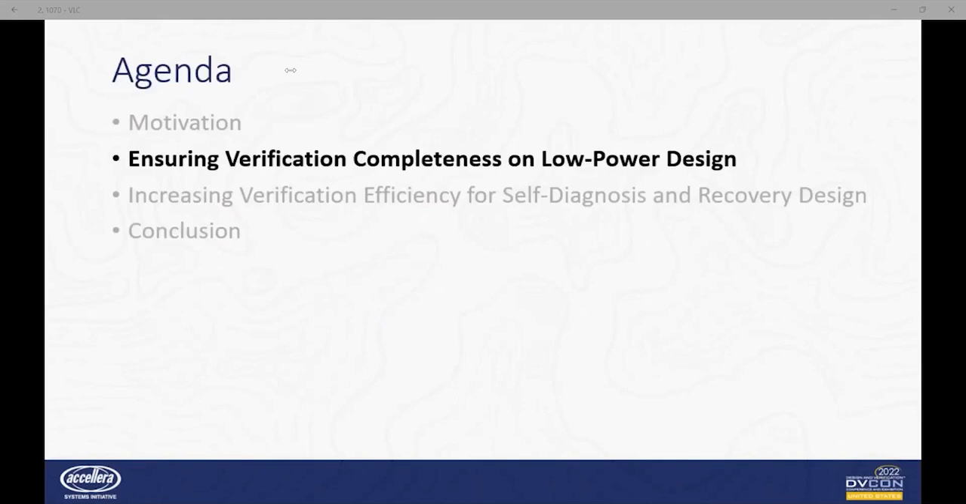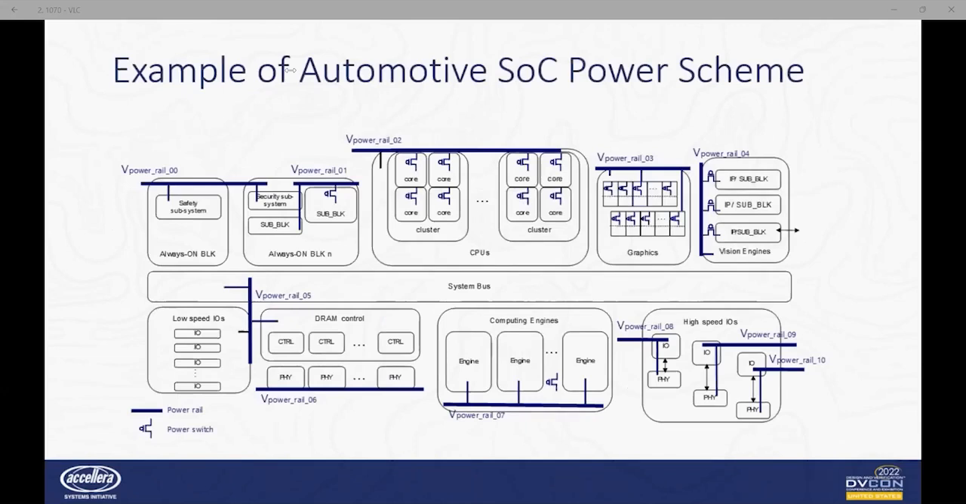Let's talk about ensuring verification completeness on low power design. This figure shows an example of automotive SoC low power design that has multiple voltage rails and power gating switches. The SoC is partitioned into segmented power domains. It has analog components, and they need separate voltage supply. Many power rails are implemented for individual power control. Each power domain can have various power modes and power states, and associated possible state transitions are manifold.